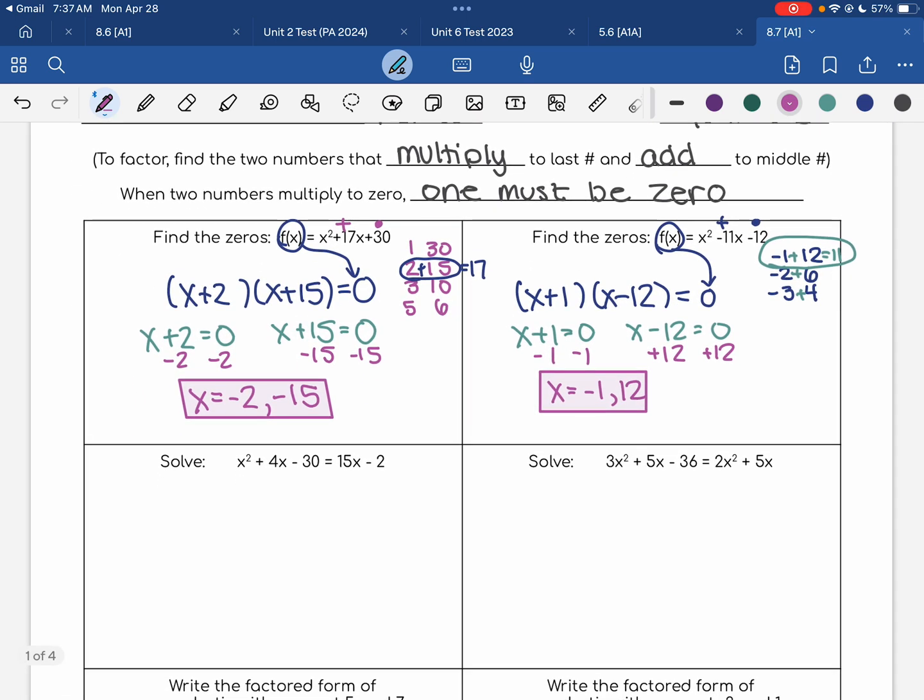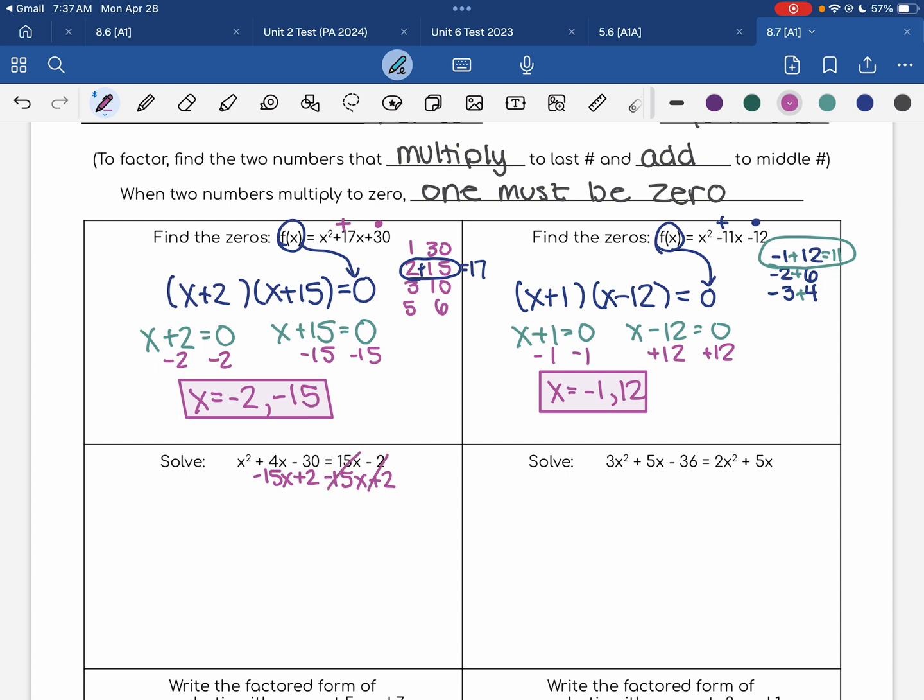Now, if the equation isn't set up like that, if it just says solve, you're doing the same thing, but this side has to be 0 first. So what you have to do is subtract the 15x and add the 2. When you write those on the other side, though, write them underneath their like terms. So when I copy down the negative 15x over to the left side, I'm going to write it underneath the 4x. And when I copy the plus 2 over, I'm going to copy it underneath the negative 30.